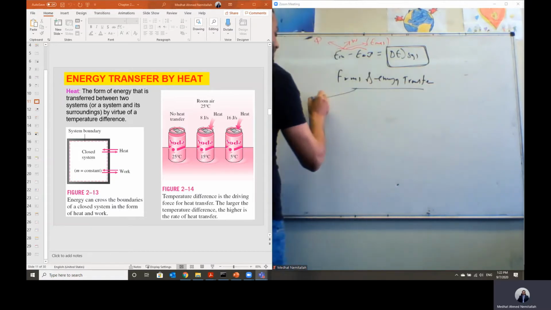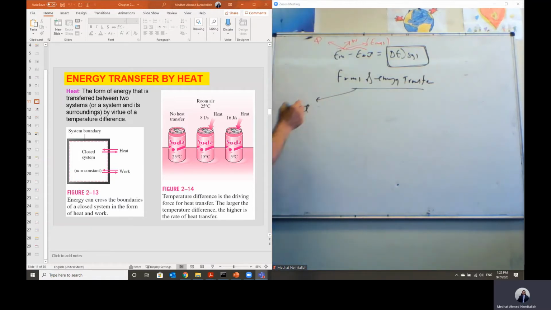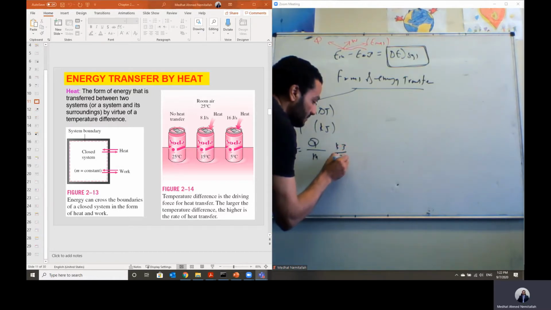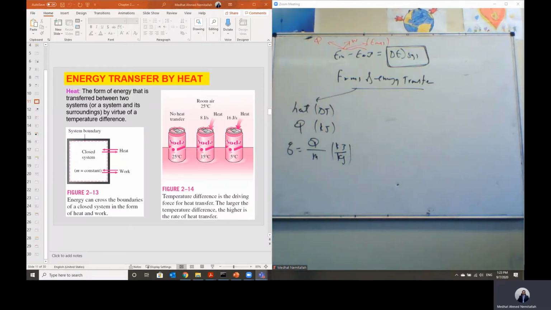As we said, we can have energy transfer by heat. Whenever we have a temperature difference between two systems that are in contact with each other, we have delta T, and in this case we can have energy transfer by heat. Heat has the symbol capital Q, and it is calculated in kilojoule. Also, we are concerned with the specific heat, which is small q. Small q is the specific heat, which is the total heat per unit mass, calculated in kilojoule per kilogram.